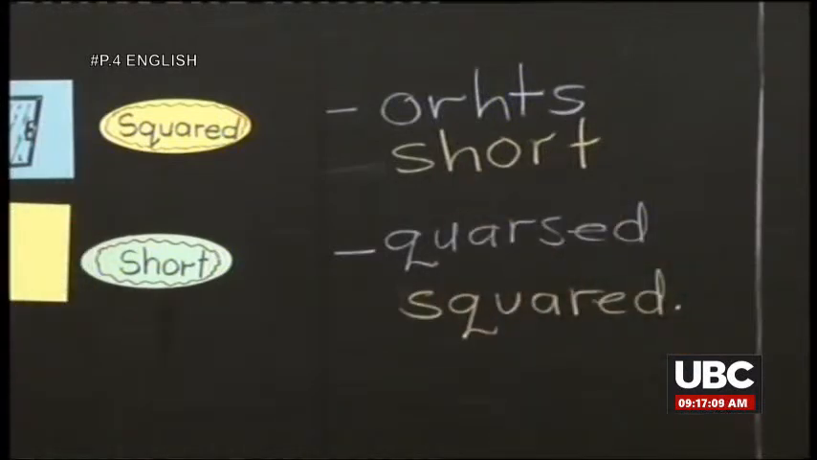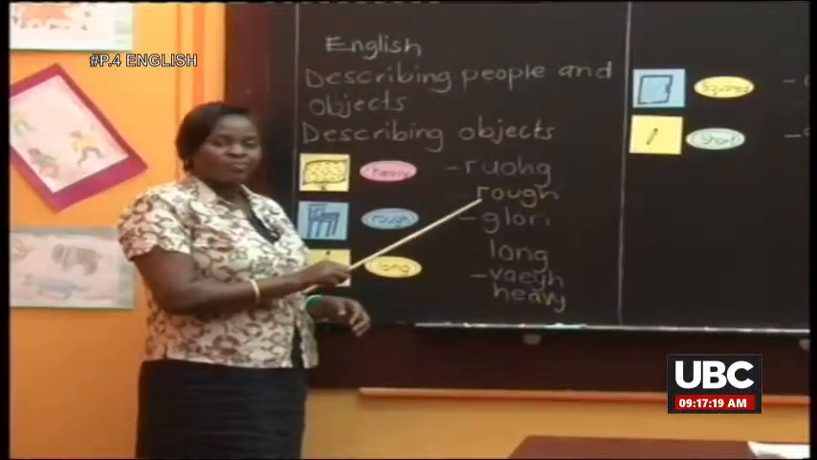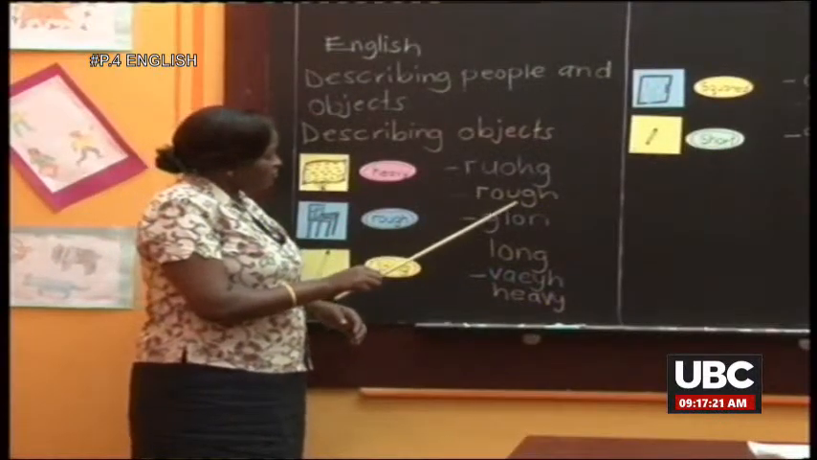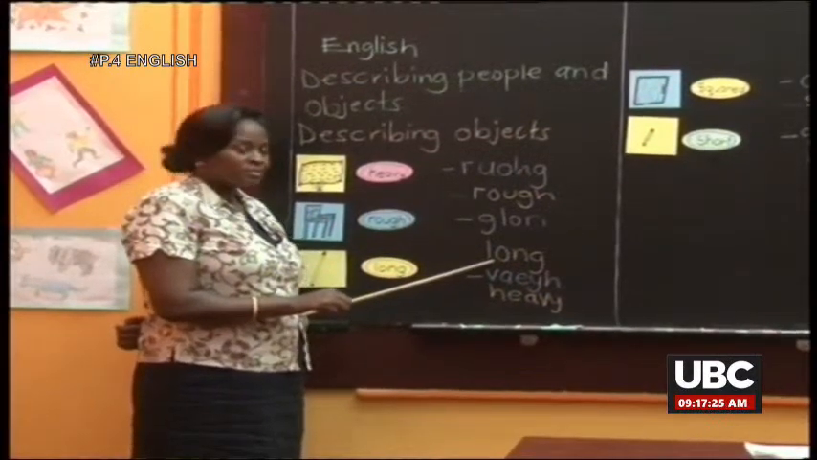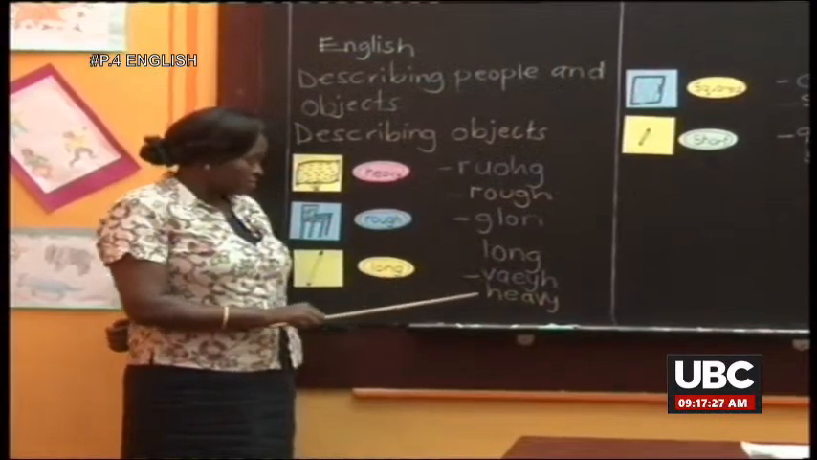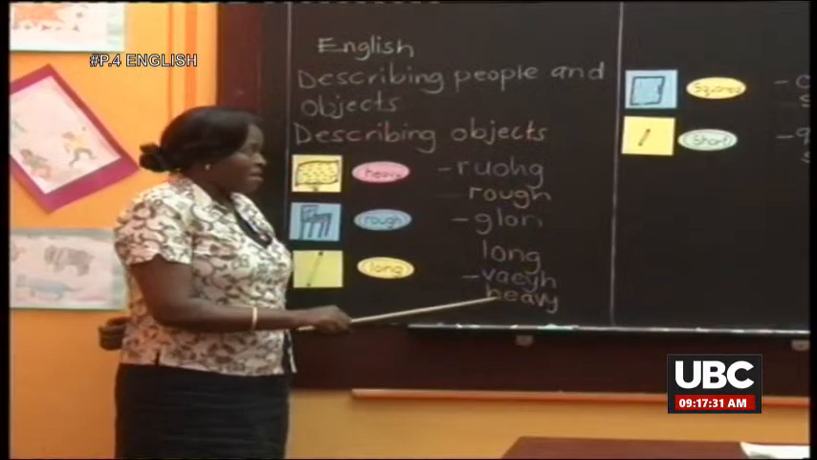So we have tried to spell our words which we have looked at, which we use when we are describing objects. The first word is rough. The second one is long. Our next word, heavy.